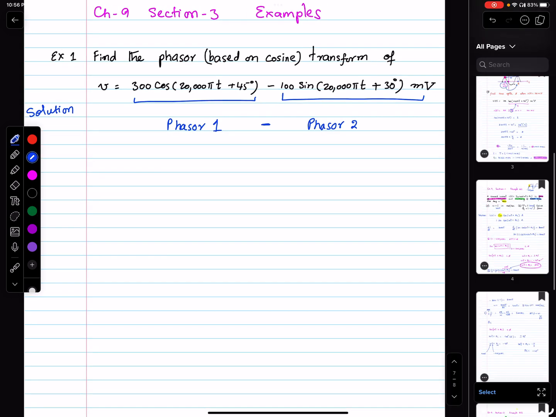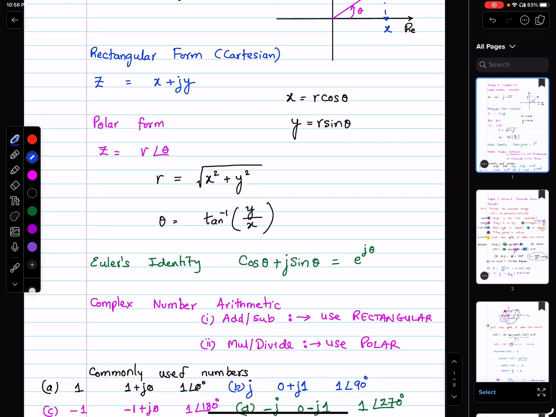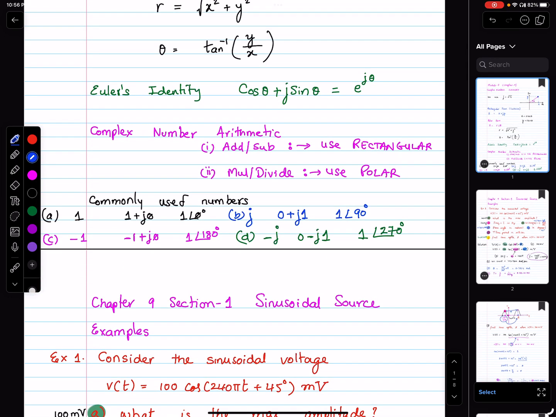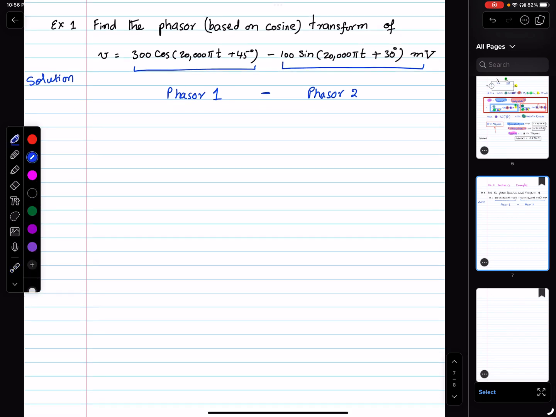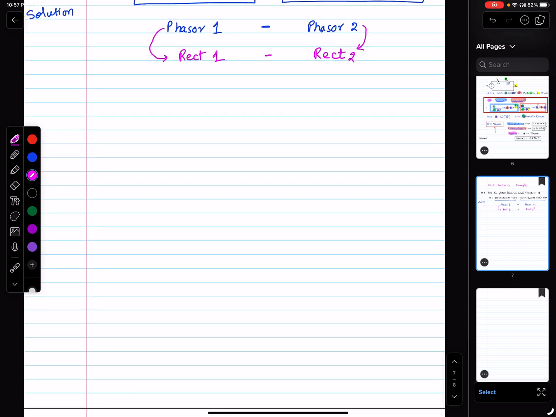Now if you go back and look at this summary, what did I say? When you're doing arithmetic on complex numbers, addition and subtractions should be done in rectangular or Cartesian form. So in order to make our life easy, what we are going to do is to convert this phasor to rectangular form. Do the same thing here as well, rectangular form. Then we can perform the subtraction. So we're going to get a resultant rectangular form.